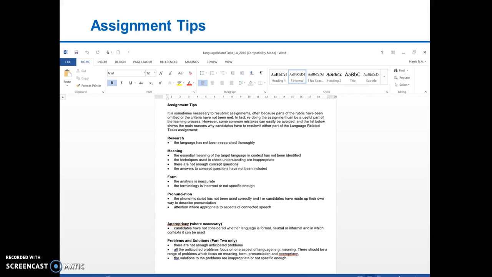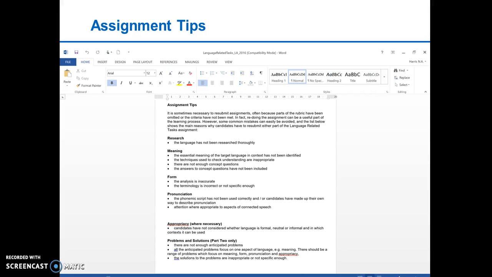We also encounter problems with meaning. This might be that the meaning is not clearly identified in the example sentence that you are asked to write, or that the techniques that you use, typically concept checking questions, for the vocabulary are either incomplete, insufficient, there's not enough of them to cover all aspects of the meaning of the word, or that you fail to give the answer to those concept checking questions.